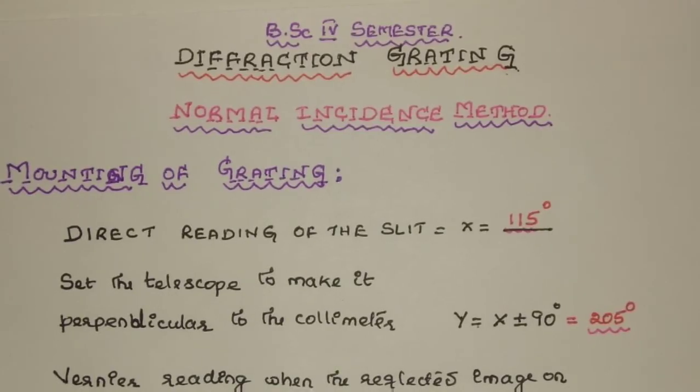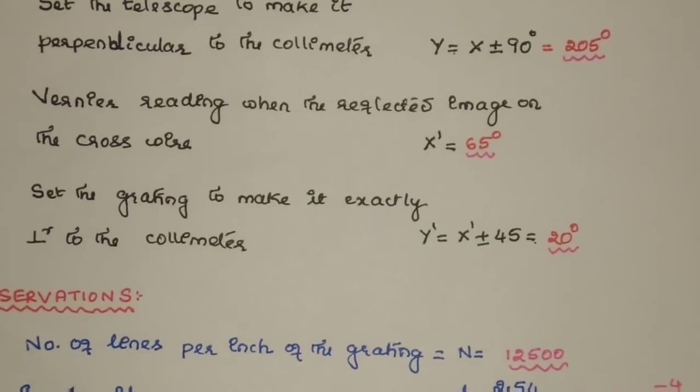Now you are observing the readings of this particular experiment. First we have to record the direct reading of the slit, given by x, which is found to be 115 degrees. Now we rotate the telescope in a direction perpendicular to the collimator, and this is taken as y, say 205 degrees. When the grating element is moved in a direction opposite to the telescope, we observe the reflected image and record this vernier reading as x dash, which is found to be 65 degrees.